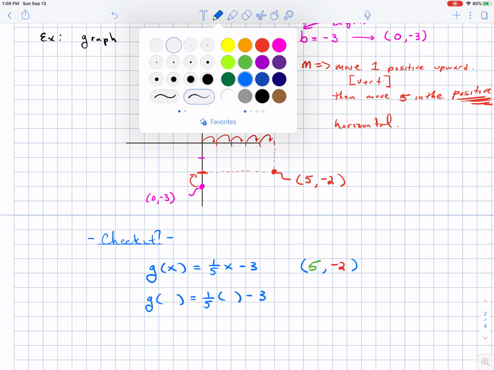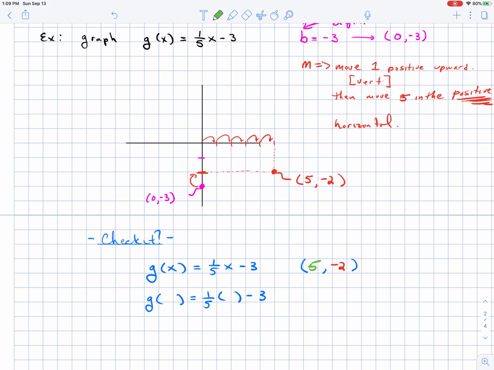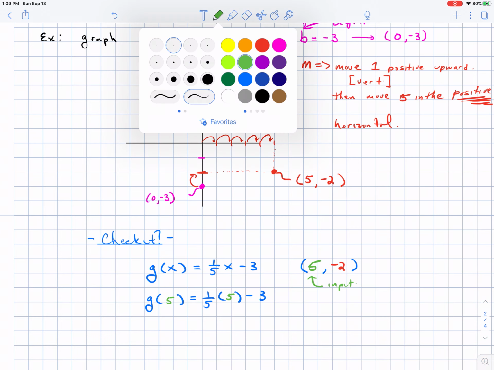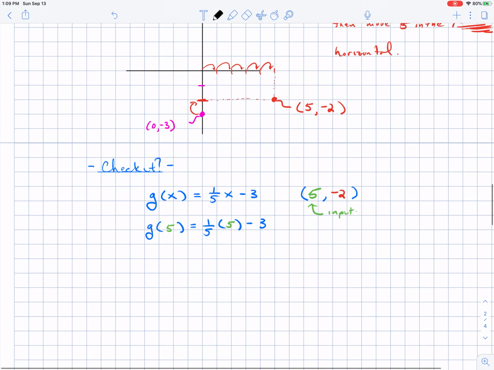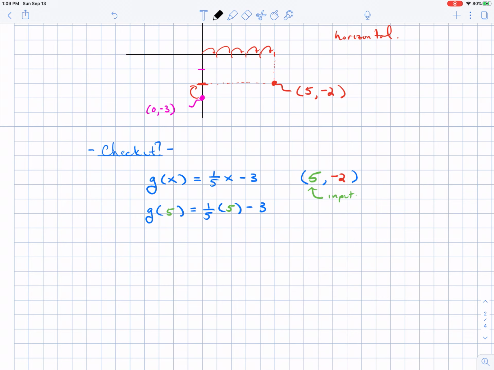And now I'm going to plug my input in. And my input, remember, is 5. So I'm going to plug 5 in here and 5 in here. Now, you might be screaming at yourself, why is he doing this to me with fractions and everything? Well, just as a side note, remember, fractions are your friends, right?